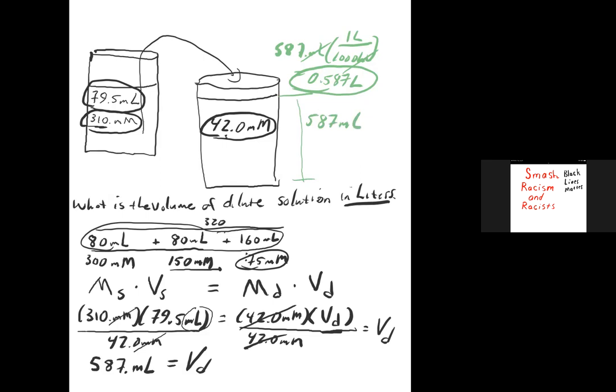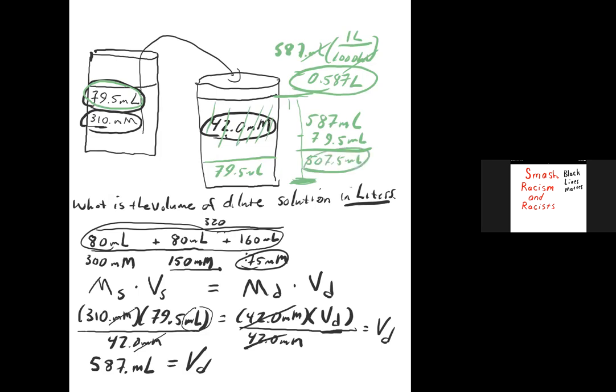So then you ask yourself this, now in this problem, they didn't ask you to do this, but you could ask yourself, how much water did we add? And the answer would be that if the total is 587 and the amount of the stock solution we put in is 79.5, the amount of water you added is just the difference, right? You have your 79.5 here. So then the rest of it has to add up to 587. So whatever that works out to, what, 507.5?